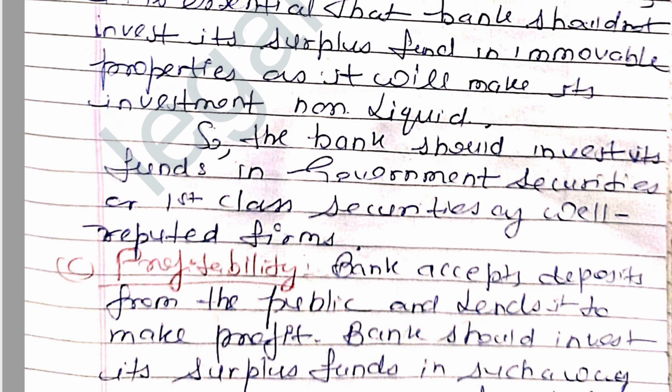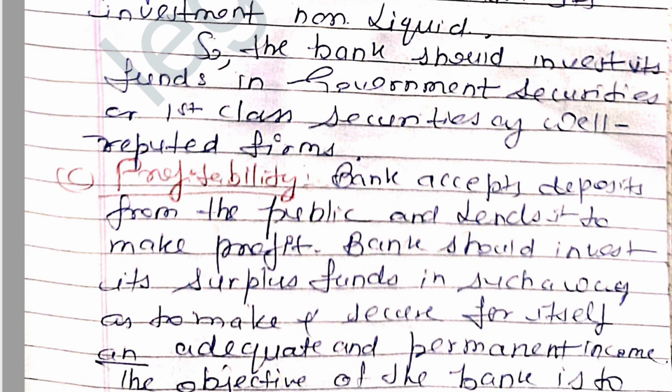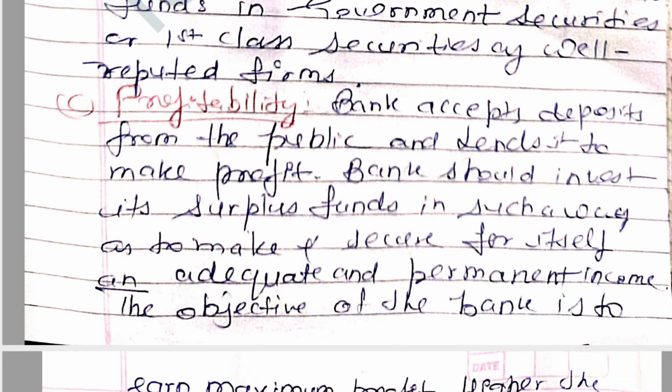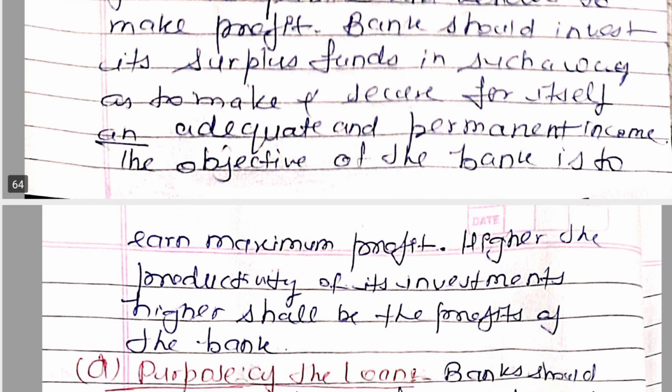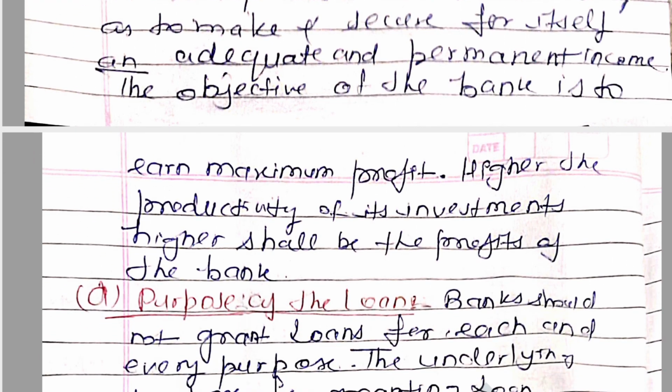The third principle of lending is profitability. Banks accept deposits from the public and lend them to make profit. The bank should invest its surplus funds in such a way as to make and secure for itself an adequate permanent income. So the objective of the bank is to earn the maximum profit. The higher the productivity of its investment, the higher shall be the profit of the bank.